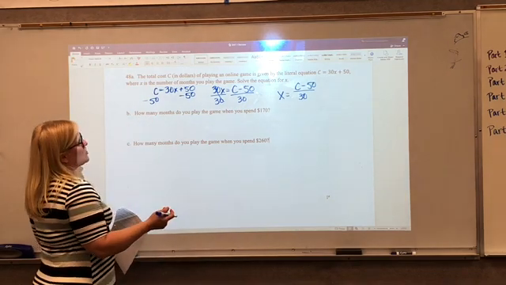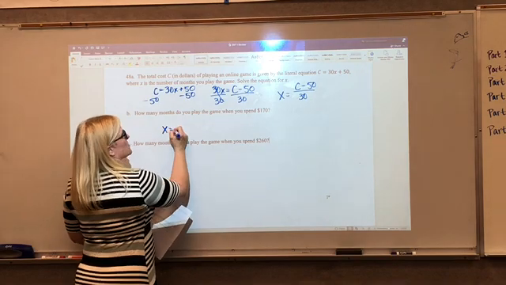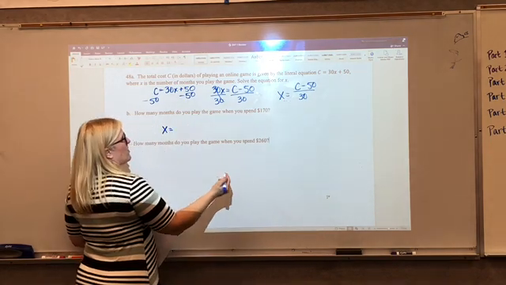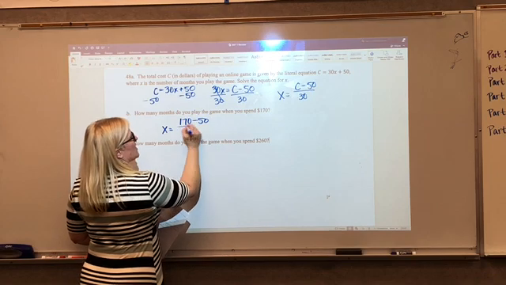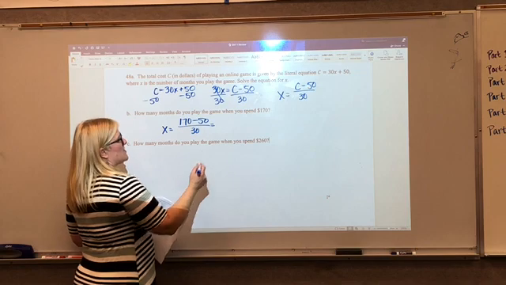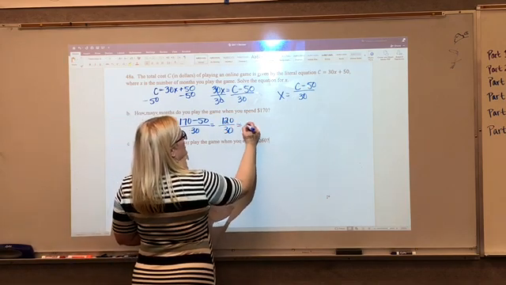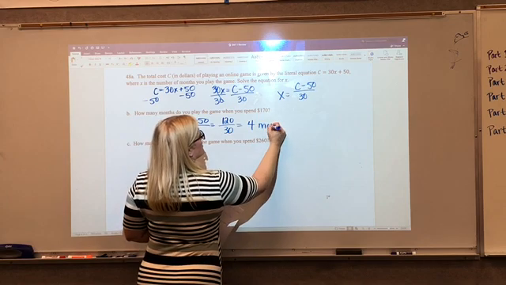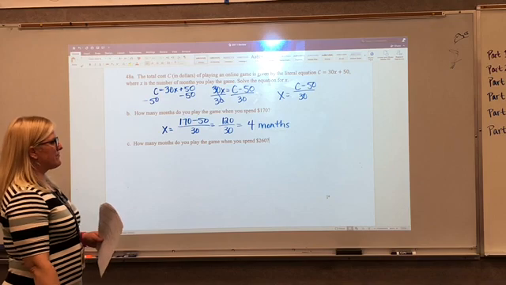Okay, so how many months do you play the game when you spend $170? Well, I'm going to use this equation I just came up with. And it's 170 minus 50 over 30. Well, 170 minus 50 is 120. Divided by 30 is 4 months. So that's how much it costs for me to play this game for 4 months.